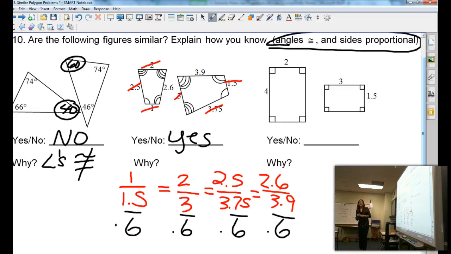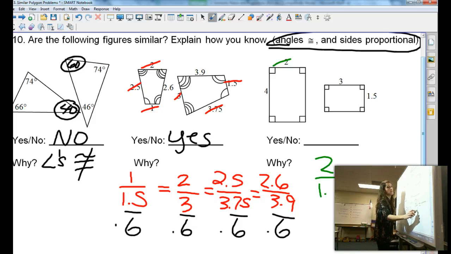All right, last one. Are the angles congruent? Yeah. Does 90 equal 90 equal 90 equal 90? Yeah. Okay, now we need to check and see if the sides are proportional. You put small over small, and you put large over large. The smallest one from this rectangle, 2. The smallest one from this rectangle, 1.5. Largest one, 4. Largest one, 3.